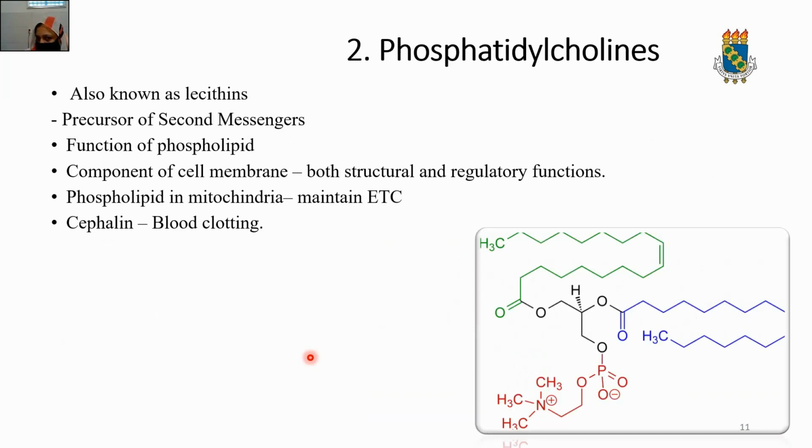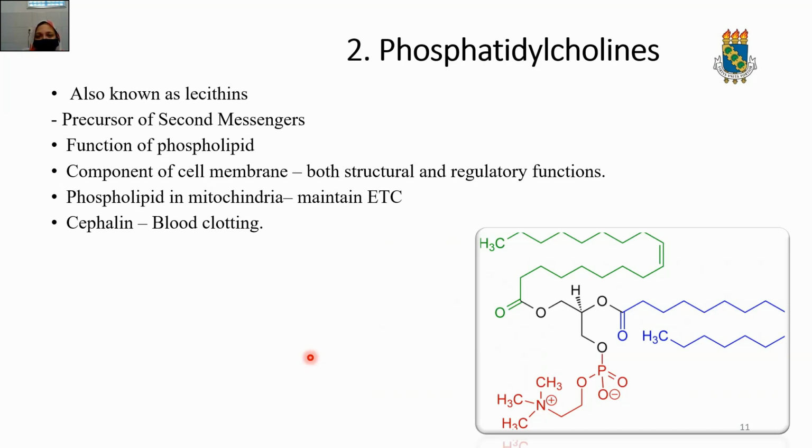The second class of the compound lipids is the phosphatidylcholines. These are called the lecithins, and they are the precursors of the second messengers. Now, what is a second messenger? A substance whose release within a cell is usually facilitated, promoted by a hormone. For example, one of the common examples of a second messenger is cyclic AMP.